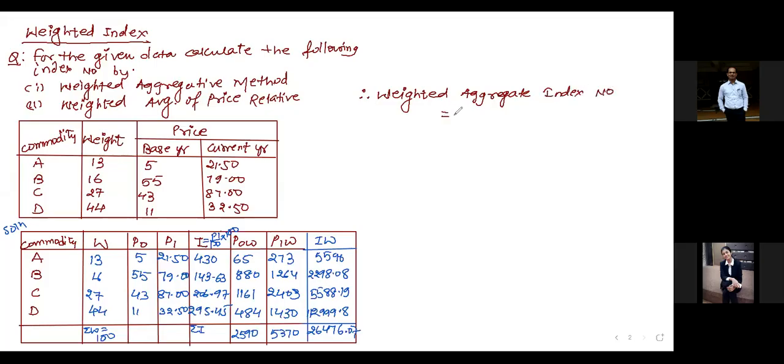Weighted aggregate index number, which is equal to summation of P1W upon summation of P0W into 100, which is equal to 5370 upon 2590 into 100, and that's coming out to be 207.335.